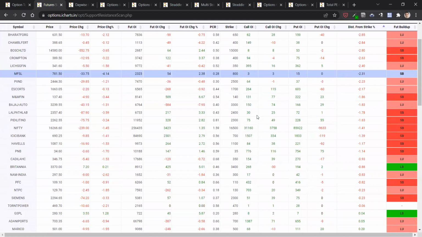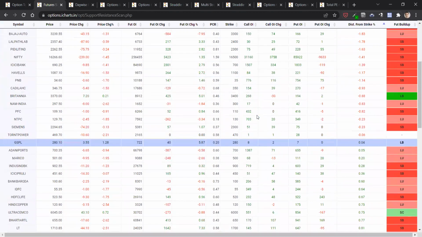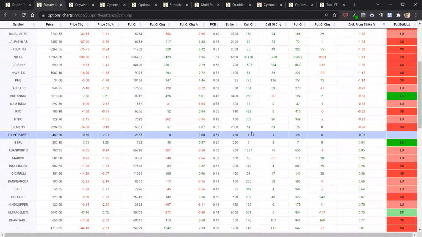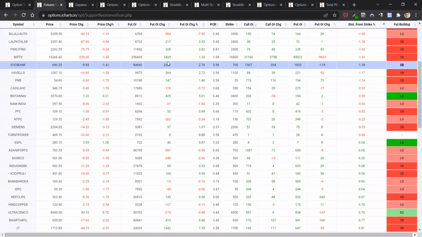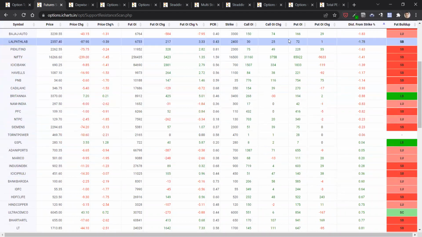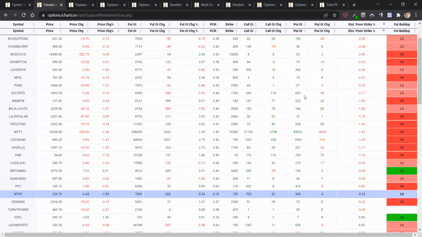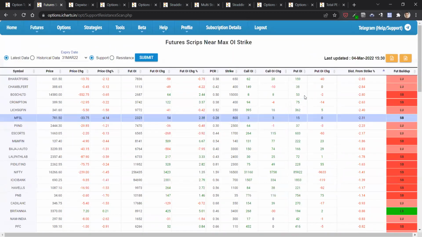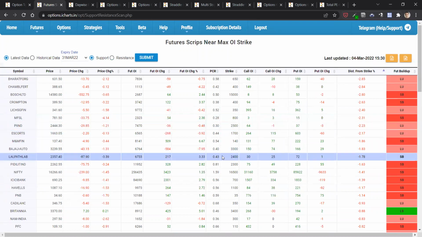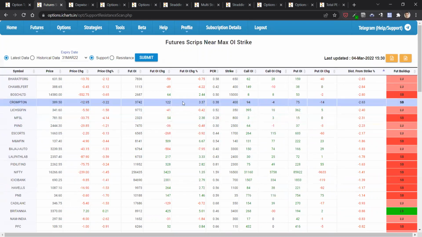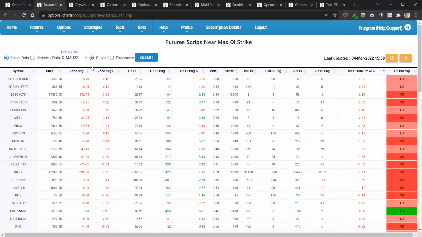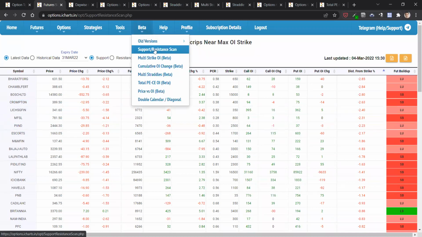Sir, one more question. Is this updated every minute on intraday, right? Yeah, every minute. But ideally, price will change every minute over here, and call and put OI will change every 3 minutes. Sir, under futures, I can't see this particular thing, futures scripts near max OI strike. It's in beta, over here, because this is not yet complete. Okay, sure. Thanks.